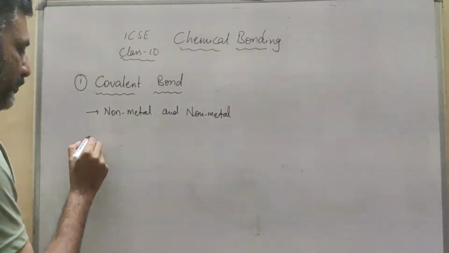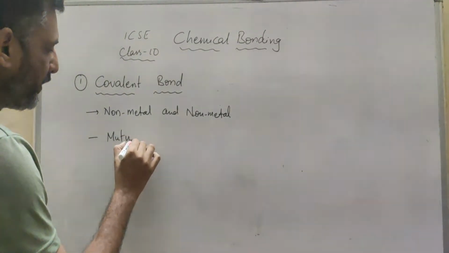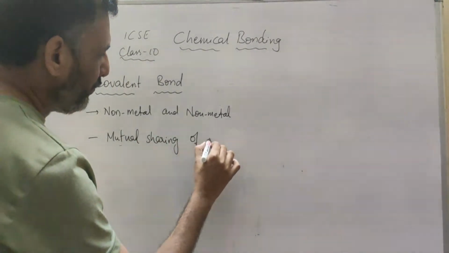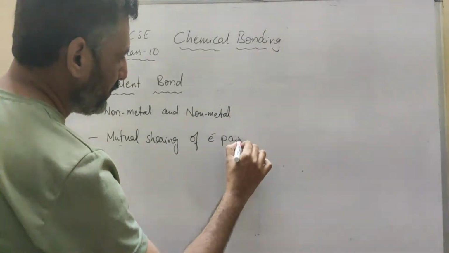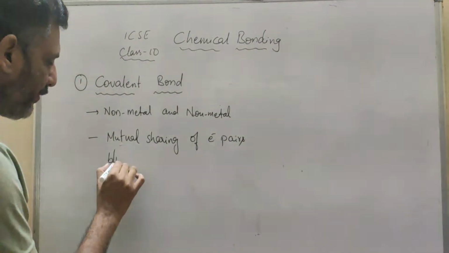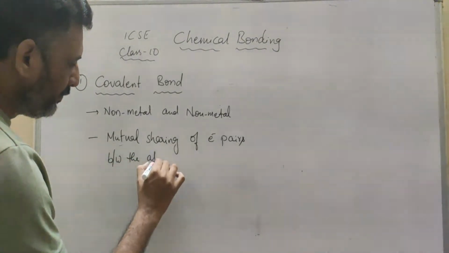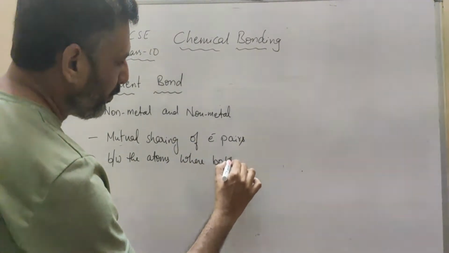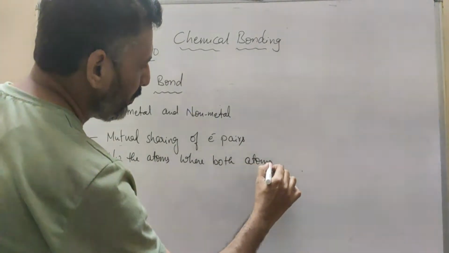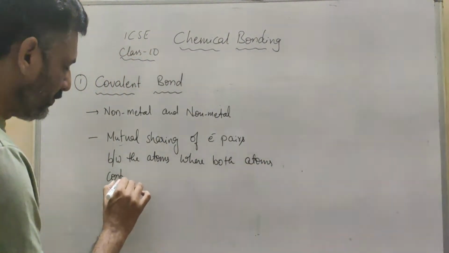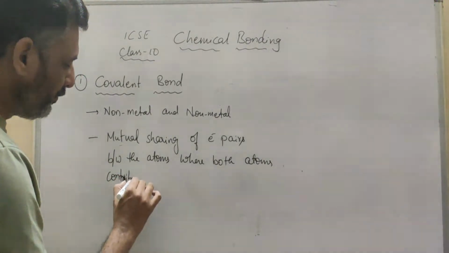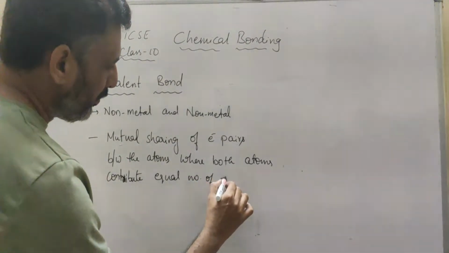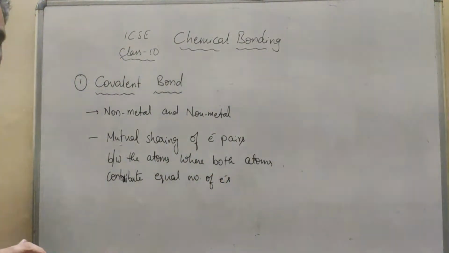Covalent bonding is nothing but mutual sharing of electrons, or electron pairs, between the atoms, where both atoms contribute an equal number of electrons. Both atoms will be contributing an equal number of electrons.